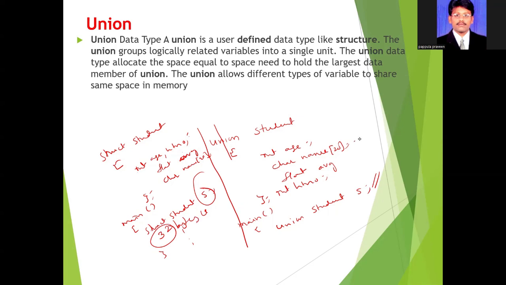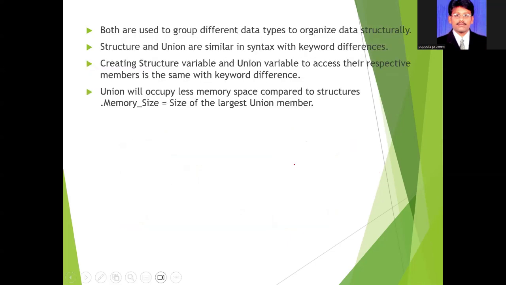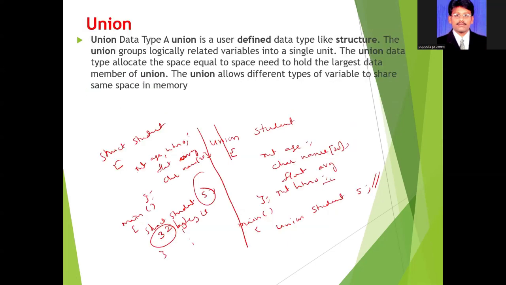Coming to union, actually this requires 4 bytes, this requires 4 bytes, this requires 4 bytes, and this requires 20 bytes. Observe here, union is a data type which allocates space equal to the space needed to hold the largest member of the union. Which is the largest member here? Name of 20. So this is the largest member, and 20 bytes of memory is allotted.